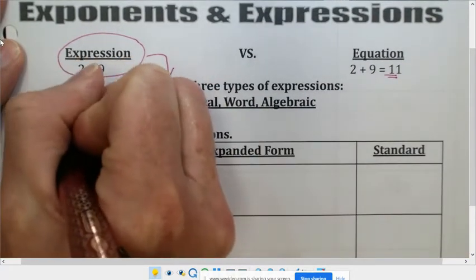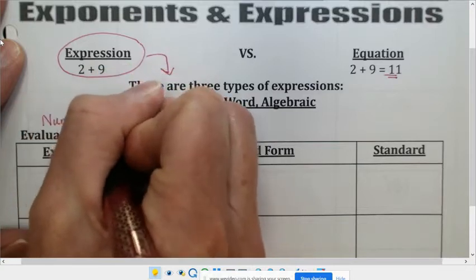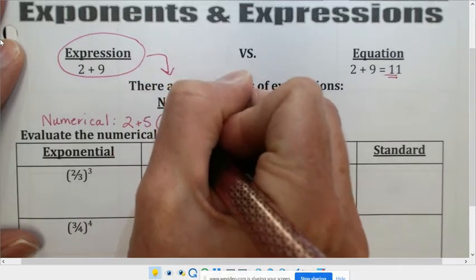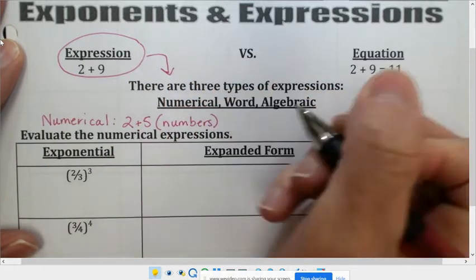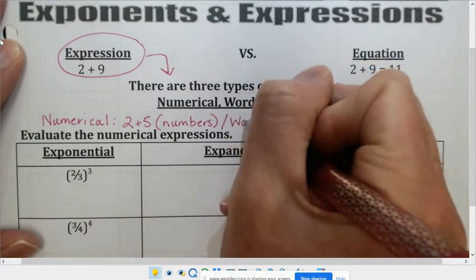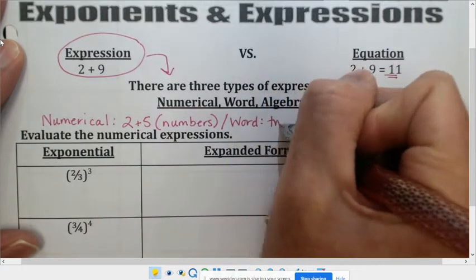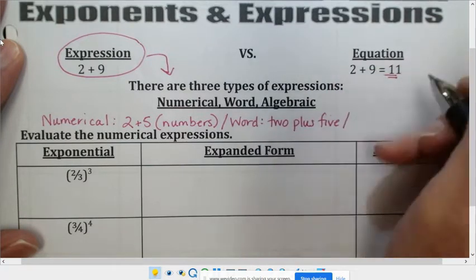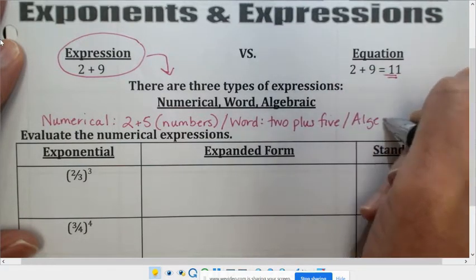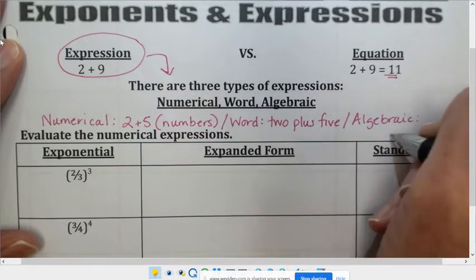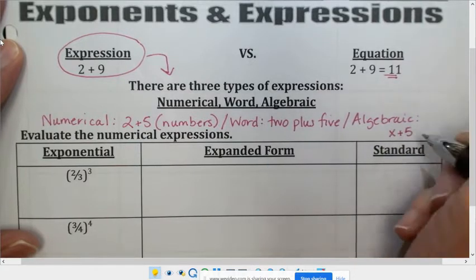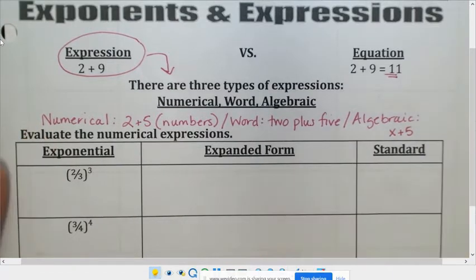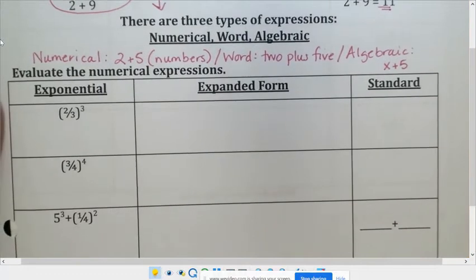Numerical expressions are your expressions like 2 plus 5, they're numbers. Your word expressions are written out, so 2 plus 5. And then your algebraic expressions include algebra, which we'll get to later. So today we're just focusing on numerical expressions. Those are the only ones we're looking at. So we're using exponents for those.